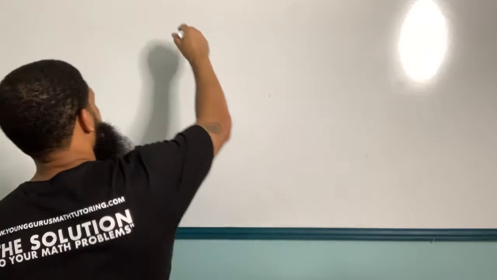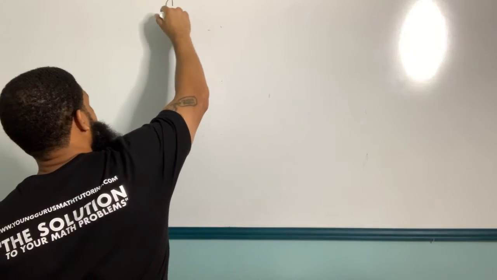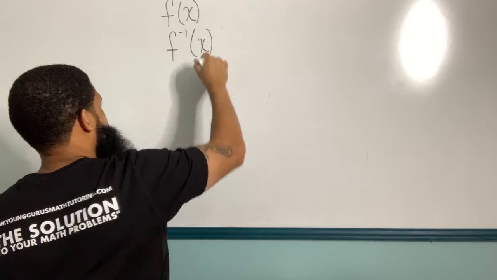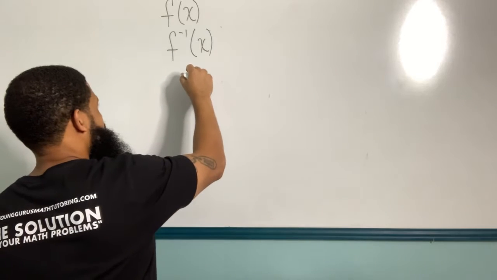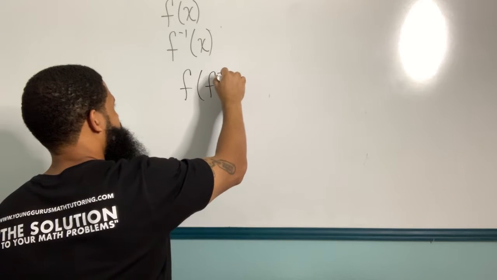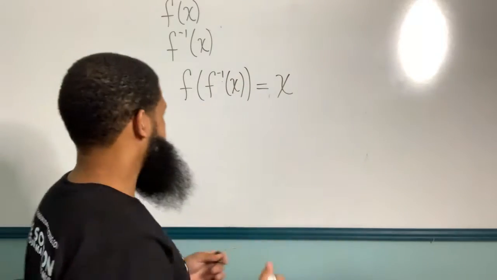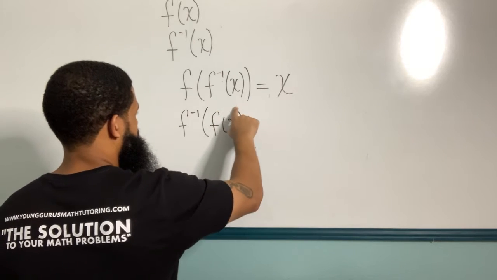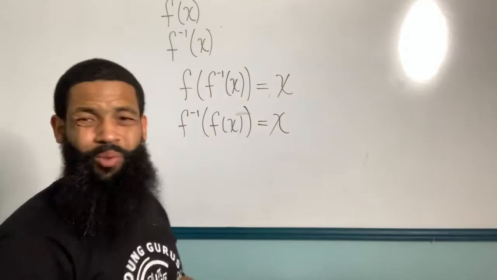So there is a rule that tells us when you have a function f of x and its inverse, f inverse of x. This is the inverse, right? If these functions are inverses of each other, then f of f inverse of x would equal just x. And it's the same thing, f inverse of f of x would equal x.